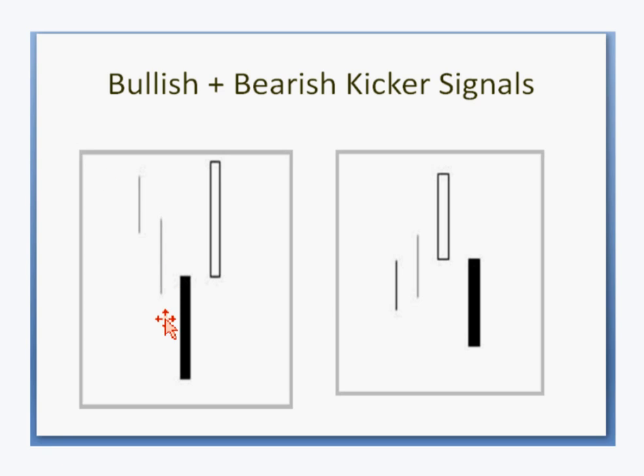Kicker signal is when it's in a trend, it opens here and closes here. The next day they gap it up at or above the previous day's open and goes the opposite direction. In an uptrend, you have a bullish candle, opens here, gaps up here. Next day, they gap it down below the previous day's open and go the opposite direction.